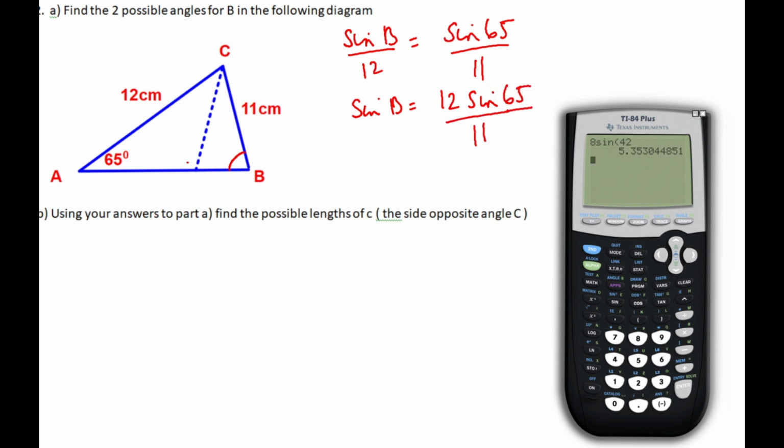So I'm going to work out what that is. Okay, and now I just need to do shift sine, or sine to the -1 of that to find the angle. Okay, so it's 81.4. Now, from what we've been saying, this angle over here, this one we're looking for, we said it's always 180 minus this one.